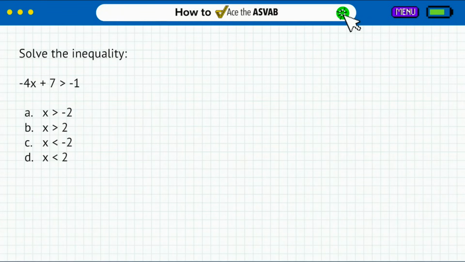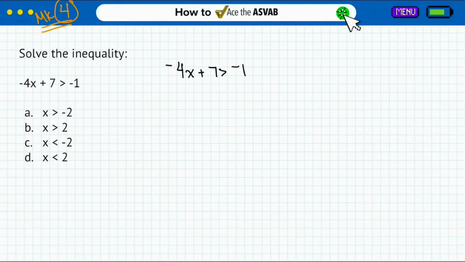Up next, we have question number 3 coming up, and we are trying to solve the inequalities. So when it comes to solving inequalities, to find that in the program, that's going to be unit number 4. Solving inequalities is in Math Knowledge, Unit 4, so make sure to check that out if you want to do more of these types of problems. So here we have negative 4x plus 7 is greater than negative 1.